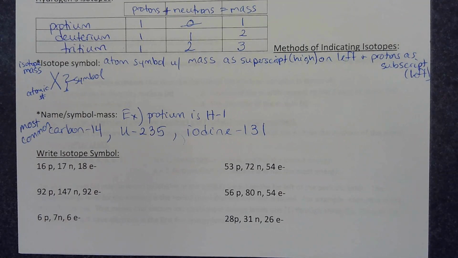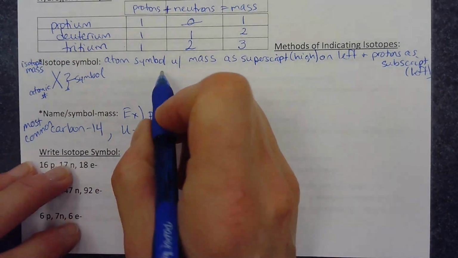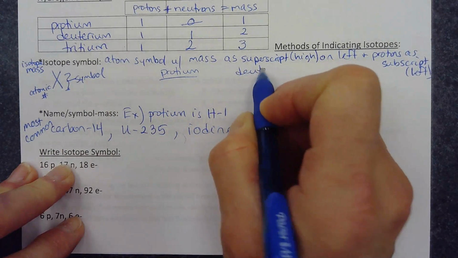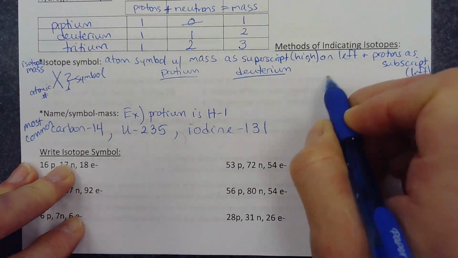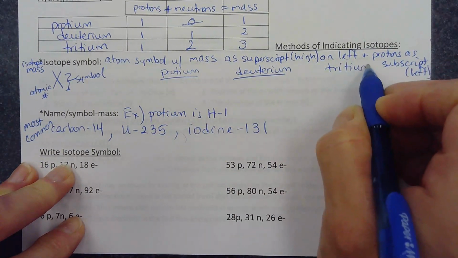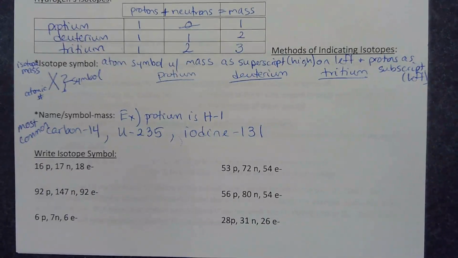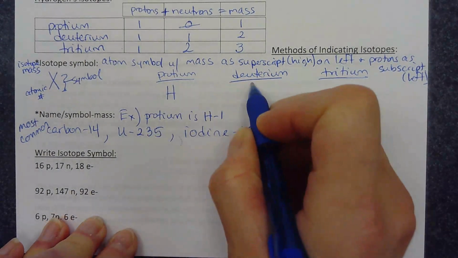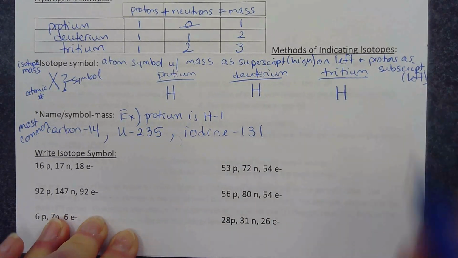Now, let's do protium, deuterium, and tritium with their isotope symbol, and then you're going to do it below. So let's do protium, deuterium, and tritium with their isotope symbol, just like that. What's the symbol of each one of them? Say it. H. Why? They're all hydrogen. So H, H, H.